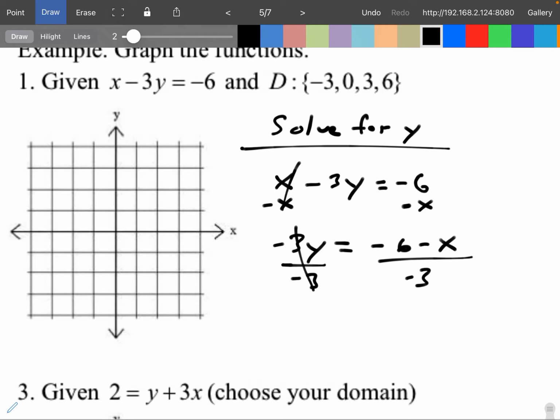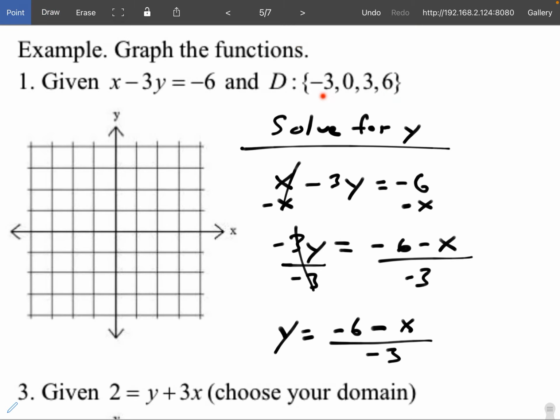And then how do we get rid of that negative 3 right here? Good. Yeah, you're going to divide both sides by negative 3. Now notice I divide that entire right-hand side by negative 3. These will cancel out and make a 1. So I end up with y equals negative 6 minus x all over negative 3.